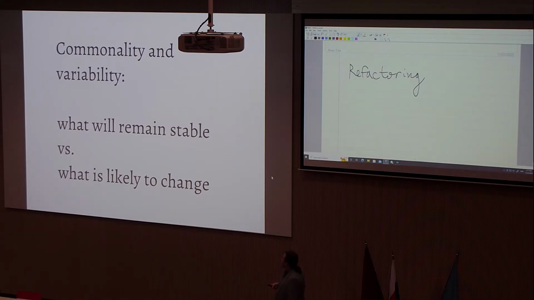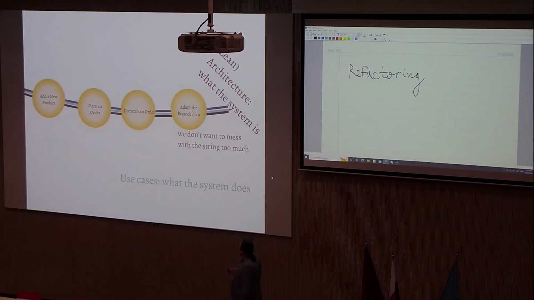Certainly, commonality is more about what will remain stable, and variability is more about what is likely to change. I'll get to software product lines in a moment. But here we have use cases. I mentioned use cases as belonging to the what-the-system-does perspective. Here we have this metaphor of a string and pearls, with use cases as pearls that you can change on this string without decomposing the string. So you don't want to mess with the string too much, only if you have to. Your string is your lean architecture, and your use cases ideally are as easily added and subtracted as pearls on a string.